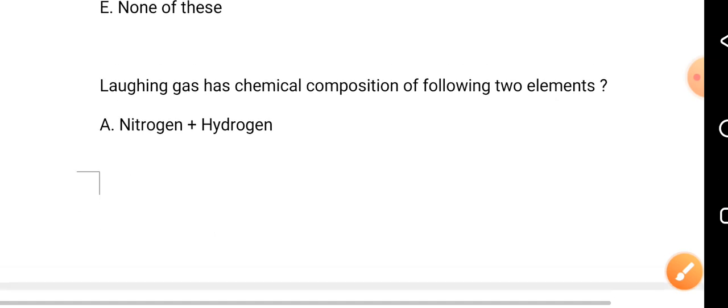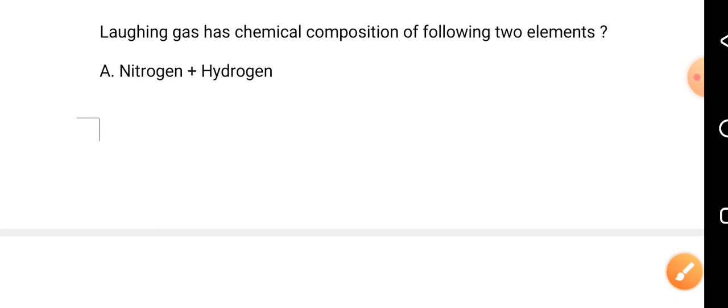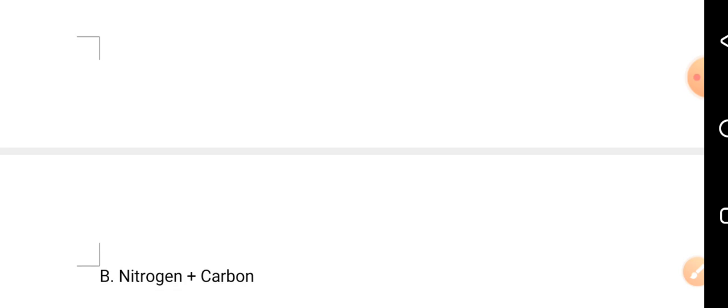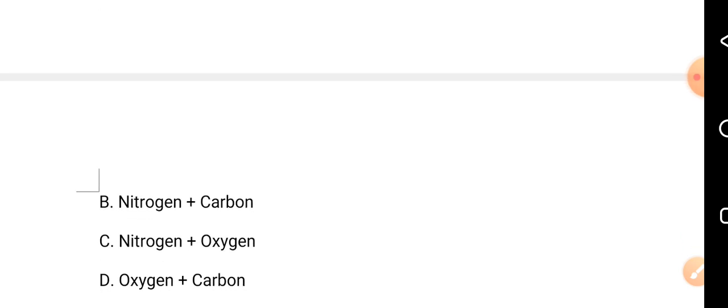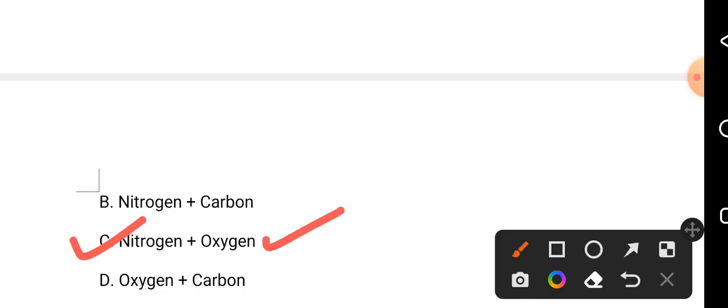Next question is, laughing gas has a chemical composition of the following two elements. Its answer is option C, nitrogen plus oxygen. C is correct here.